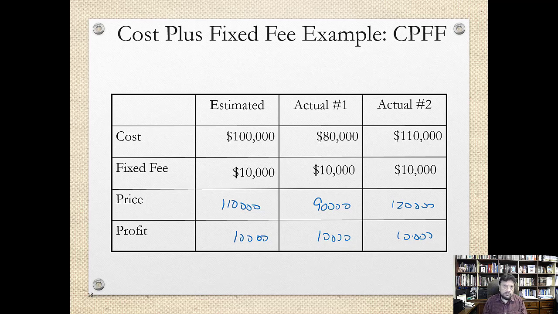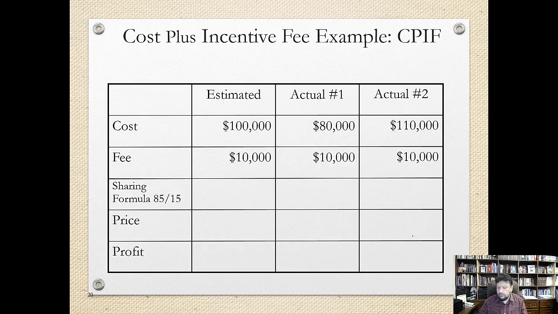But we can actually improve this by doing a contract where we pass on some of the benefit of the saving that we're getting to the contractor, to incentivize them to make a saving for us. In this case, we still have a basic fee of $10,000 that we've agreed with them. But we also have an 85-15 sharing formula, which will be based on the base price. So if the base price is $100,000, nothing happens.